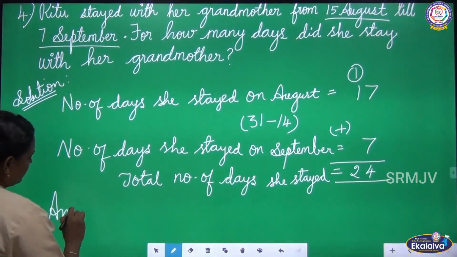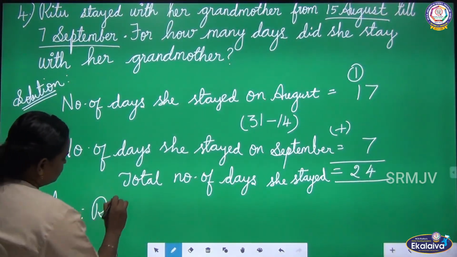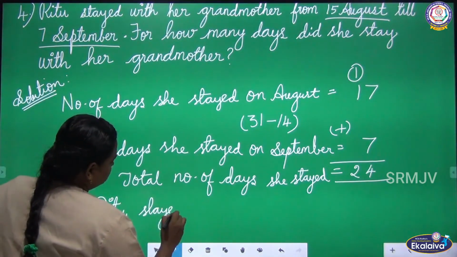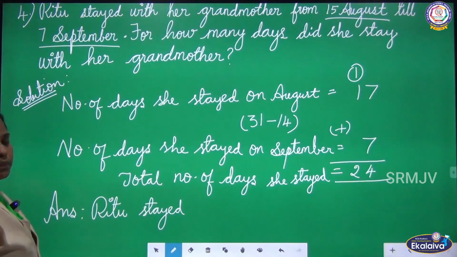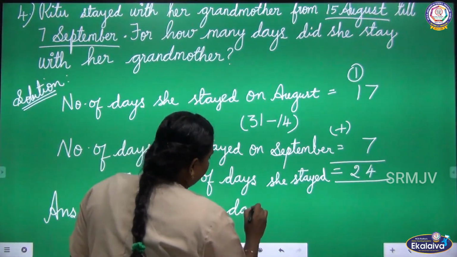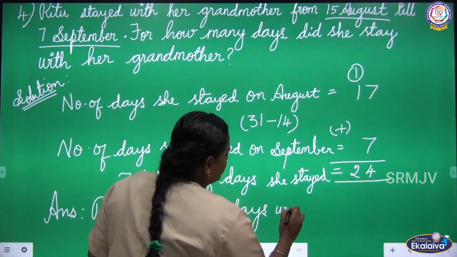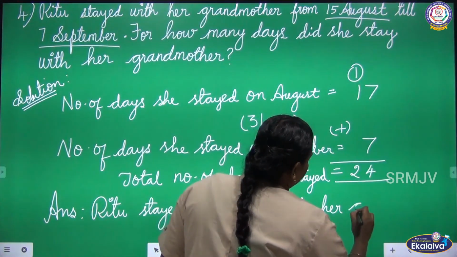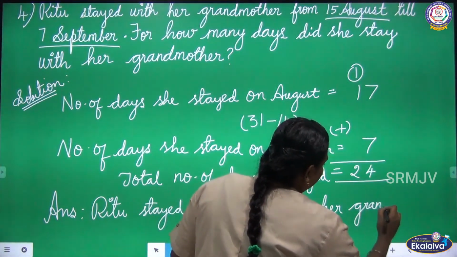So answer: Ritu stayed how many days? 24 days with her grandmother.